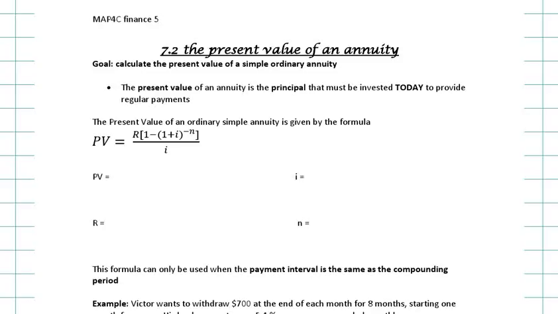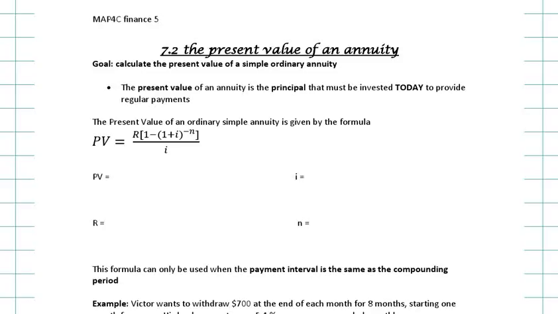So let's say when you retire in 20 years, 30 years, 40 years, whatever your age is, right? Let's say when you retire in 20 years, you want to have some money in the bank that will give you a regular payment of $1,000 every 2 weeks. How much money should you invest right now?